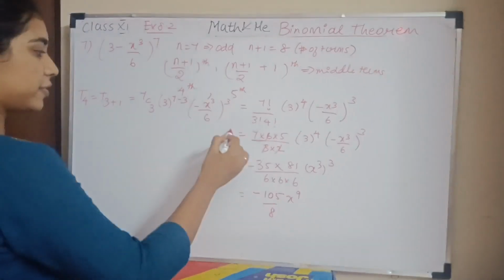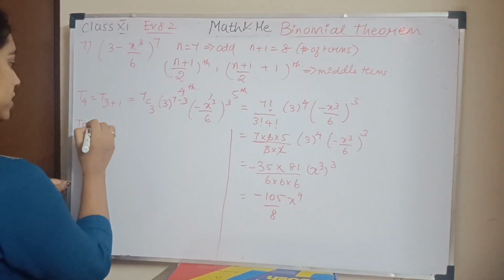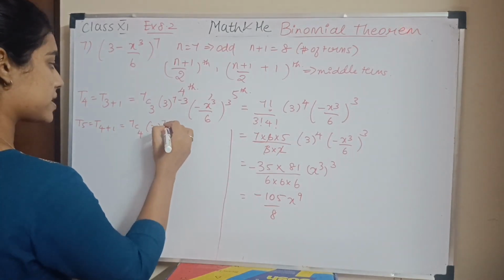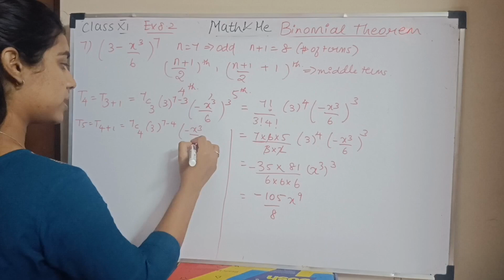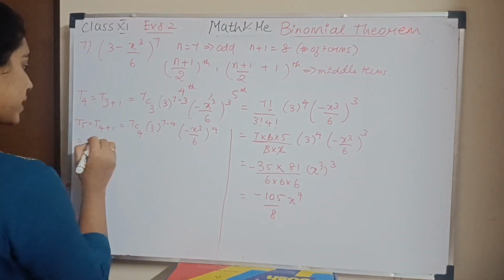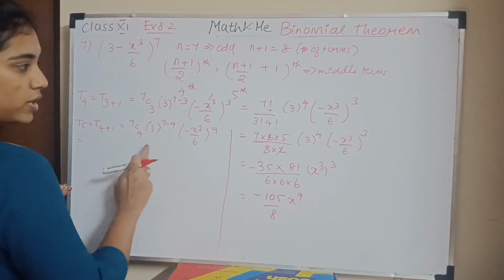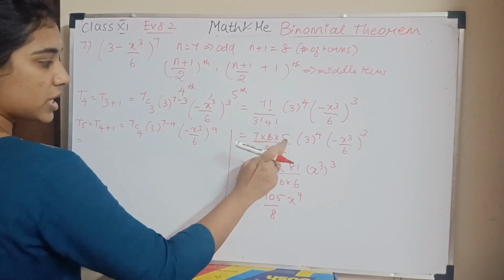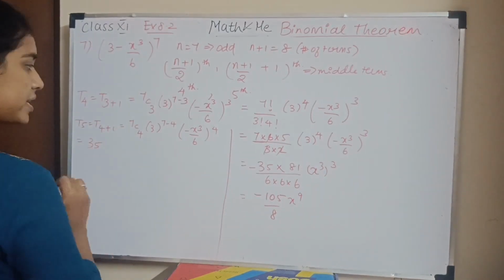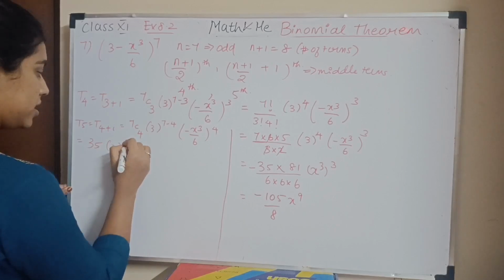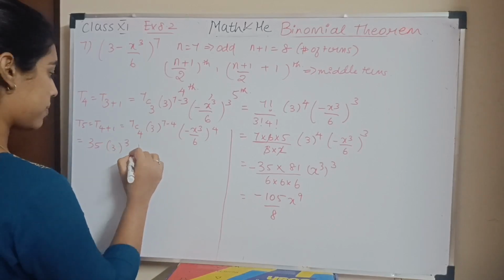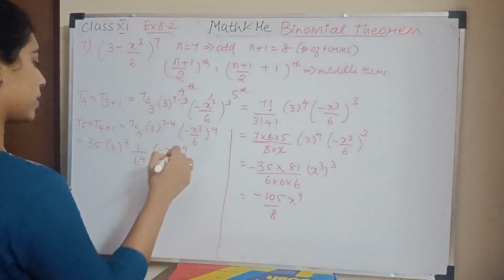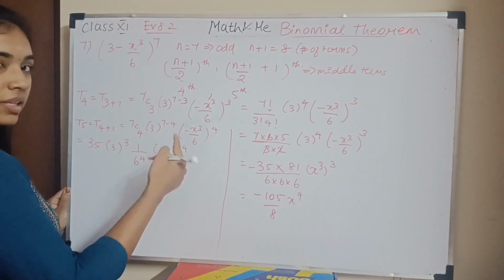So now what is my fifth term? My T5 is T of 4 plus 1, which is 7C4, 3 to the power 7 minus 4, times (minus x cubed divided by 6) to the power 4. So again, 7C4 is nothing but 7C3, so I'll have the same fraction, which is 35. So it's 35 times 3 to the power 3 times 1 by 6 to the power 4 times (minus x cubed) the whole power 4. So minus to the even power, the minus goes off.